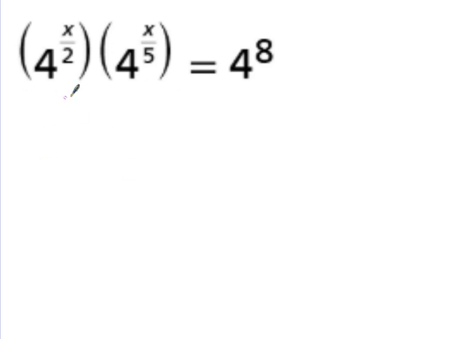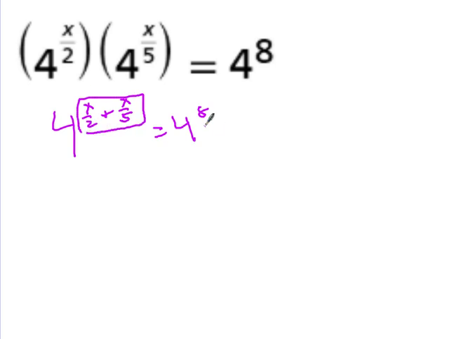So again, I have product of powers. We have 4 to the x over 2 plus x over 5. I know I'm adding them because I'm multiplying two numbers with the same base, and that's equal to 4 to the 8th, which means this x over 2 plus x over 5 has to equal 8. So there's my equation really that I have to solve.